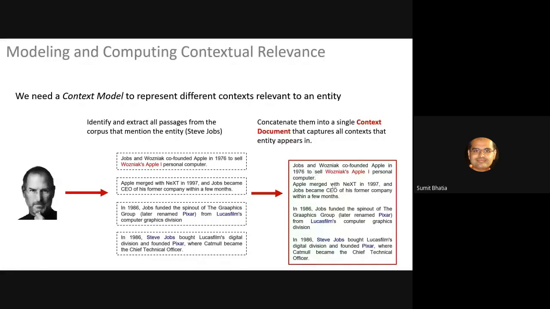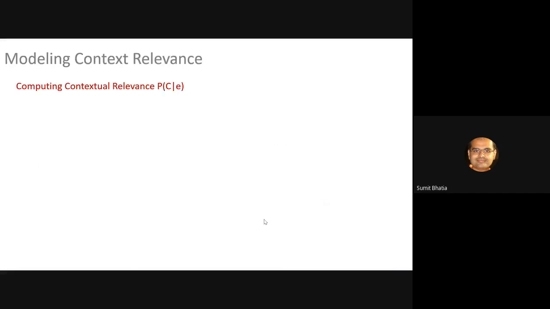Now, this single document is what we call the context document of Steve Jobs. Why? Because this single document captures all the contexts in which Steve Jobs is described in Wikipedia. This is the crucial thing: for all the entities in the graph, create their context document. Once you have the context document, computing contextual relevance becomes relatively easy.